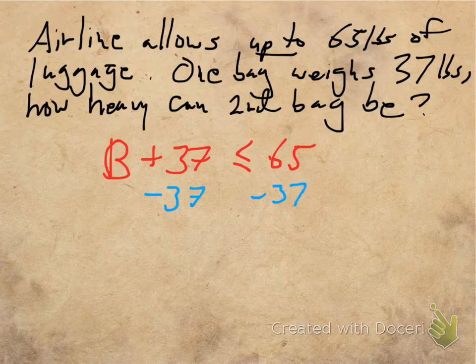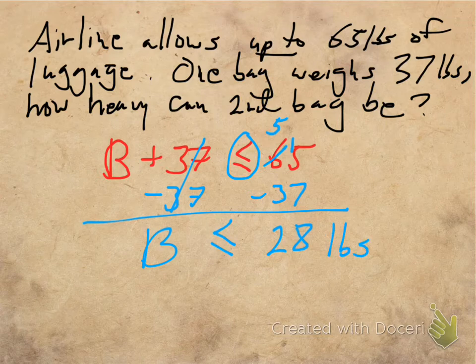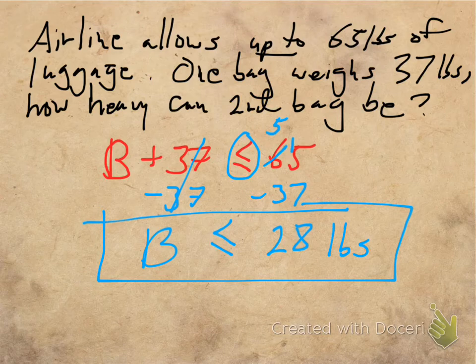Notice I even lined this one up even better than before, so that over here I can actually show my borrowing. So I'm borrowing from the 6 because I can't take 7 away from 5. So make this 15 minus 7, which is 8, and 5 minus 3 is 2. And so the inequality sign carries down, so the second bag can be less than or equal to 28 pounds. So as long as my bag is no more than 28 pounds, I'll stay within the 65-pound luggage rule, and I'll be fine.